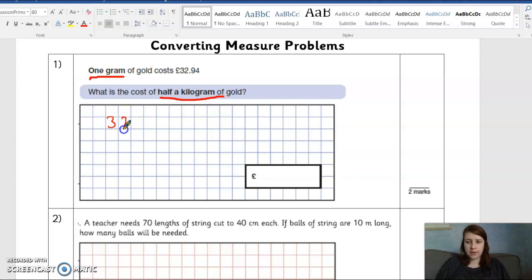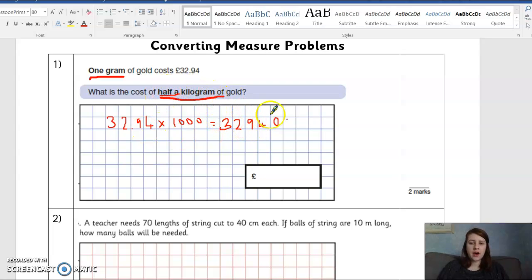So I'm going to take my price of 1 gram, £32.94, and I'm going to times that by 1,000 because I know that there is 1,000 grams in 1 kilogram. So I'm working out just 1 kilogram at the moment and leaving the half a kilogram for later. So I'm going to times that by 1,000, which will give me 32,940. So that is the price of 1 kilogram of gold.